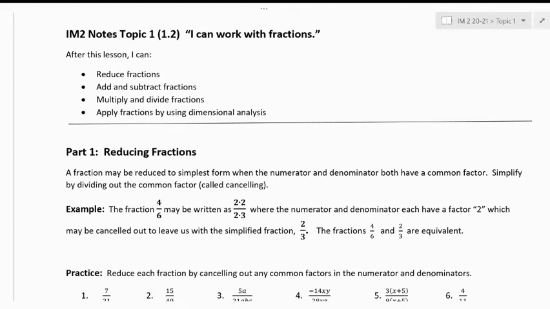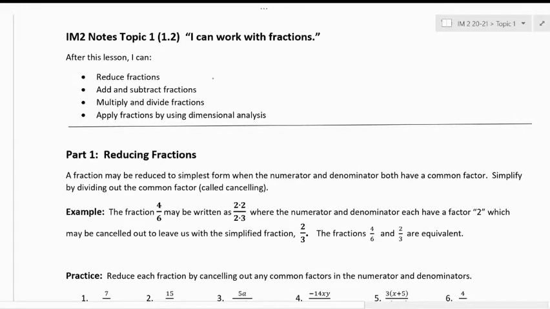At section 1.2, I can work with fractions. So we reduce fractions always. We're going to look at adding and subtracting of fractions, multiplying and dividing of fractions, and we've already done applying fractions by dimensional analysis with our add puzzle. So we're going to stick with these first three.